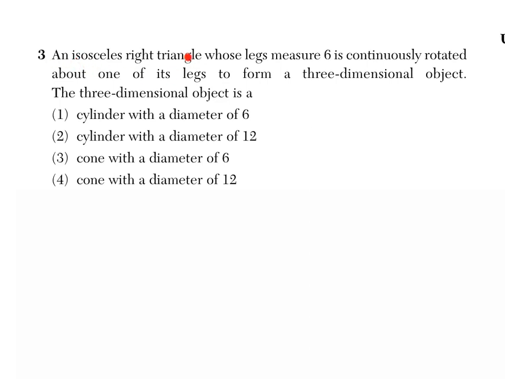Question number 3 says, an isosceles right triangle's legs measure 6 and it is continuously rotated about one of its legs to form a 3D object. Let's sketch out what that might look like right now. So if we're going to have an isosceles triangle, I recognize that it's going to look a little something like this because it's isosceles. The legs are congruent, and they are, in this case, each 6. What else do we know? We say that it's continuously rotated about one of its legs, so it could be rotated around either this leg or this leg. I guess we'll just do this one for the purposes of this tutorial.